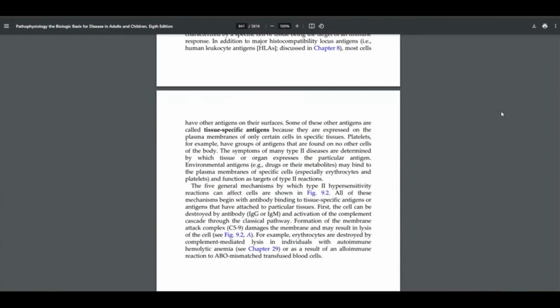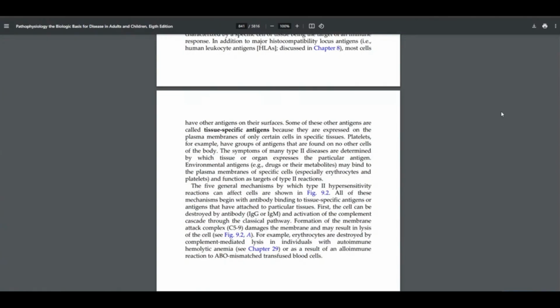Environmental antigens, drugs, or their metabolites may bind to the plasma membranes of specific cells, especially the erythrocytes and platelets, and function as targets of type 2 reaction. The 5 general mechanisms by which type 2 hypersensitivity reaction can affect cells is shown in figure 9.2. All of these mechanisms begin with antibody binding to tissue-specific antigens or antigens that have attached to particular tissues. First, the cell can be destroyed by antibody, IgG or IgM, and activation of the complement cascade through the classical pathway.